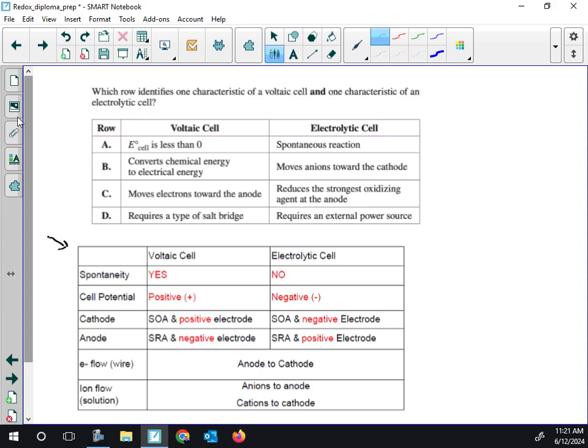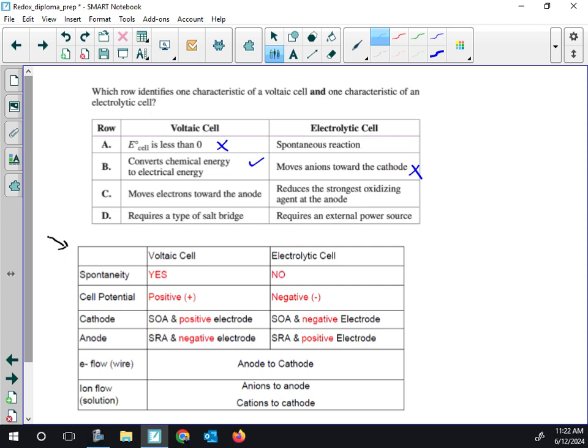E° cell less than 0, that is not true for a voltaic cell. It's kind of switched in row A, they switched the two statements, they should be with the other cells. Converts chemical energy to electrical energy, that looks good, and moves anions towards the cathode. That's backwards. Cations for the cathode, anions for the anode. So the ion flow is incorrect, so B doesn't work.